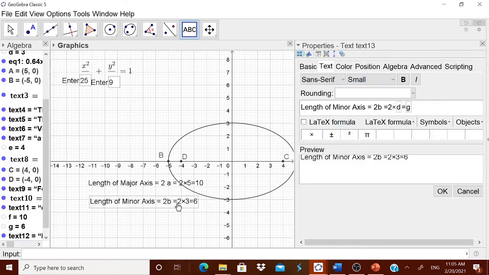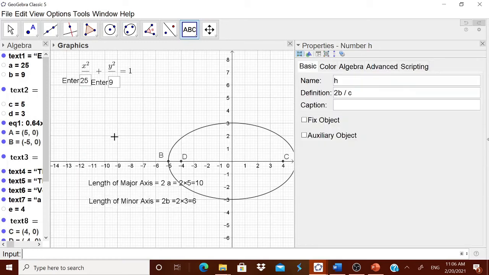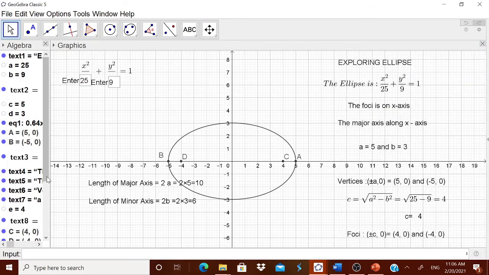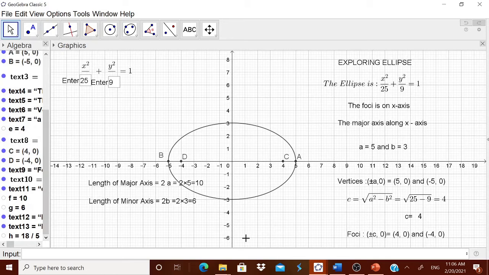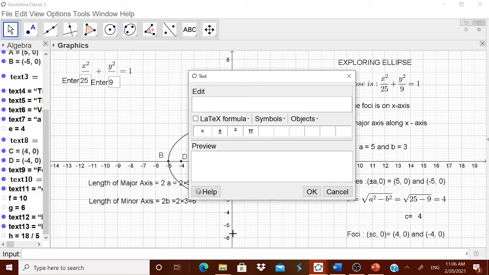Sometimes they will ask you the latus rectum also, that is 2b square by a. Therefore what is b square? It is b in this particular problem. Therefore 2 into b divided by what is a? a is nothing but c, therefore it is 5, therefore 2b by c. Now what is 2b by c? It is coming as 18 by 5. Therefore 2b square divided by 5, 18 by 5. Now that is h. Therefore you can go to the ABC text, you can go for the length of latus rectum.